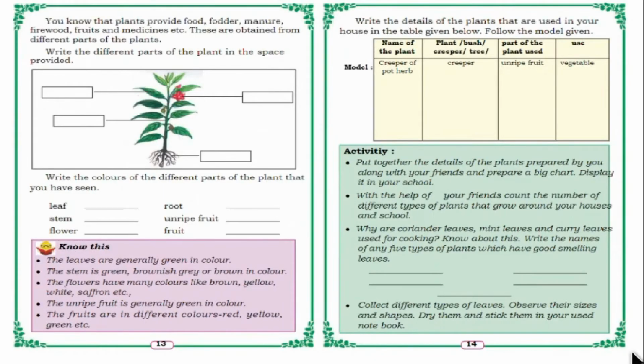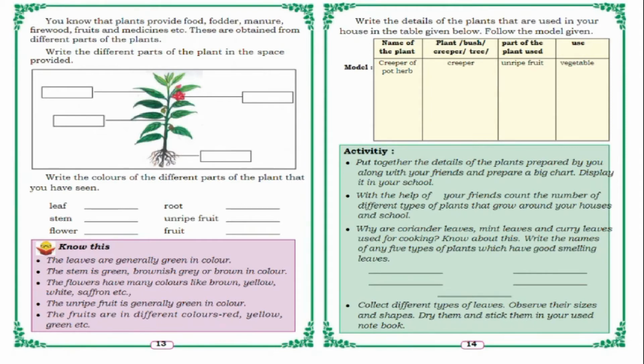So next, children, in your textbook page number 13, you know that plants provide food, fodder, manure, firewood, fruits and medicines, etc. These are obtained from different parts of the plants.